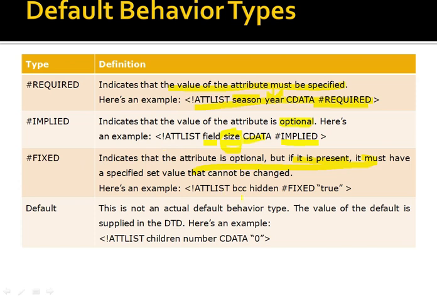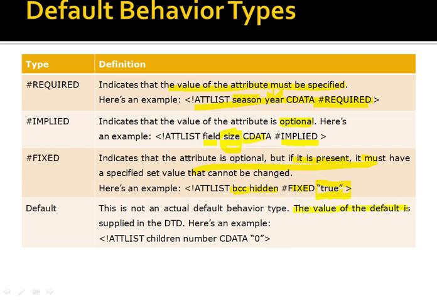So look at the example. BCC is an element, hidden is an attribute, the value is fixed, and the default value is true. When it is given, the value cannot be changed. True cannot be changed. Then default, this is not an actual default behavior type.